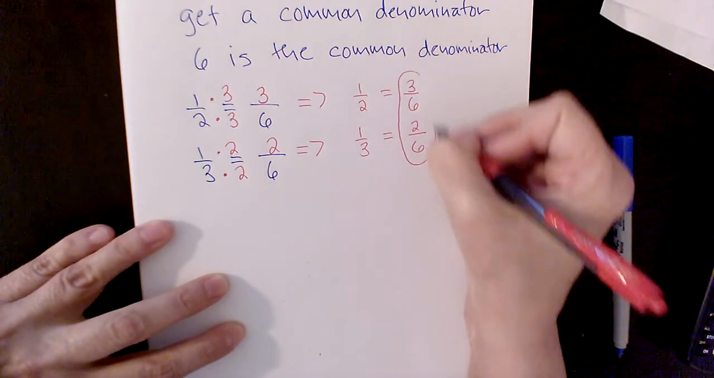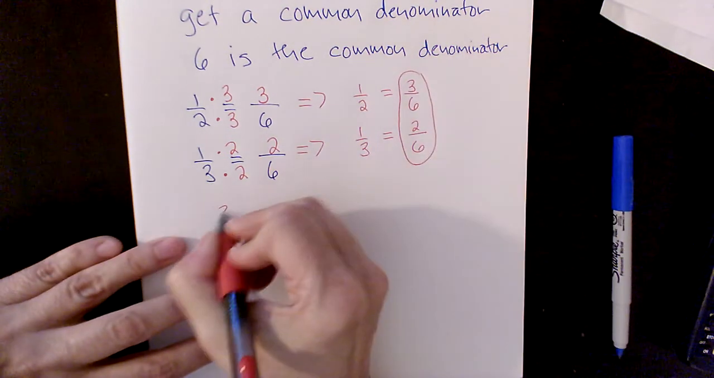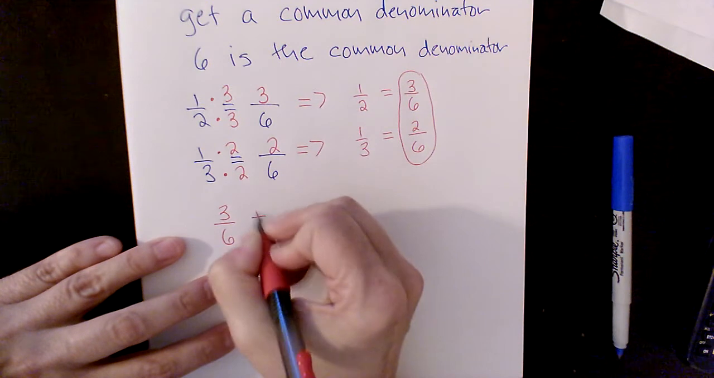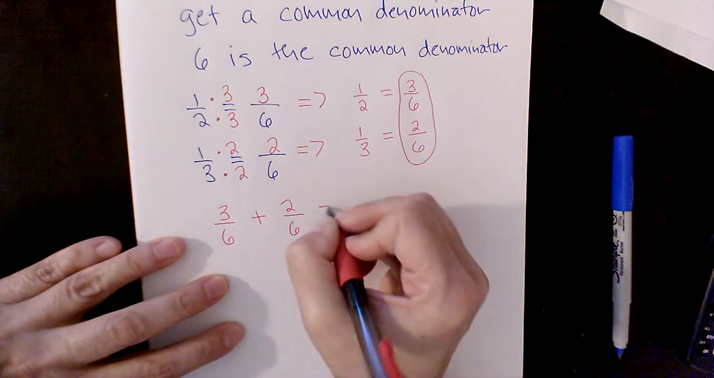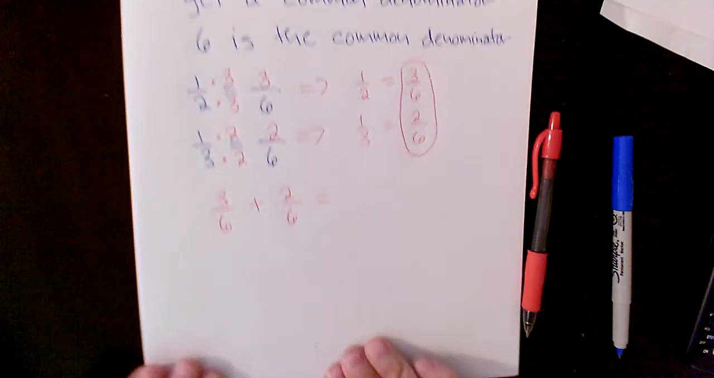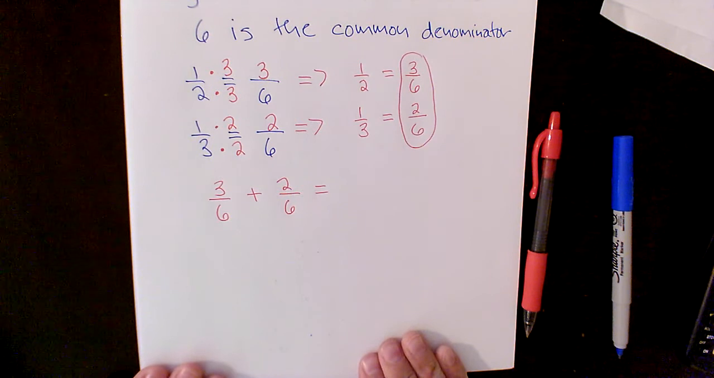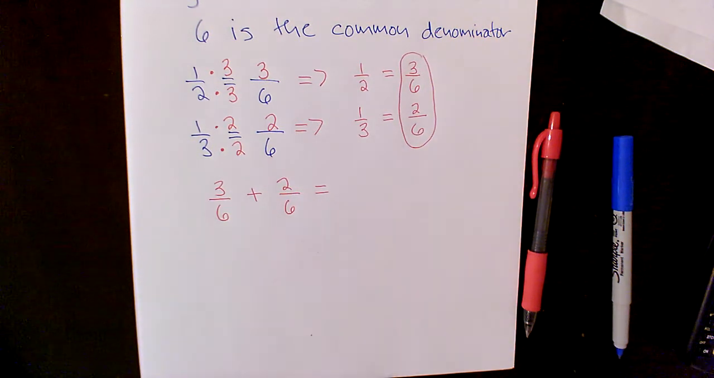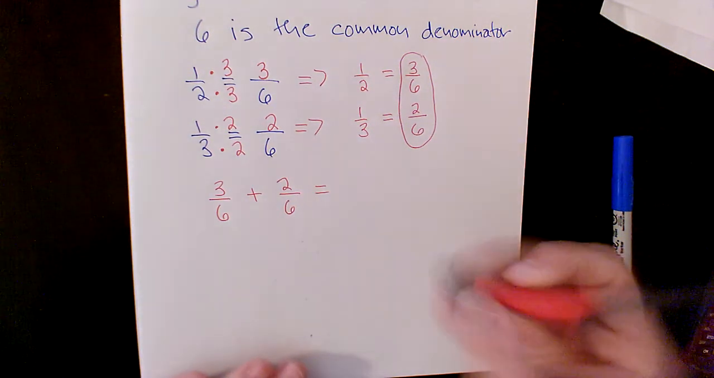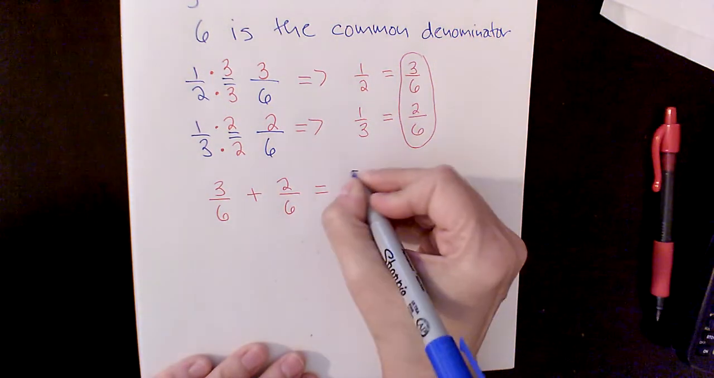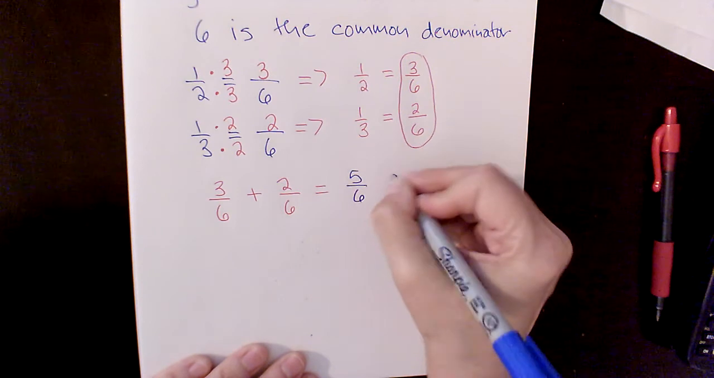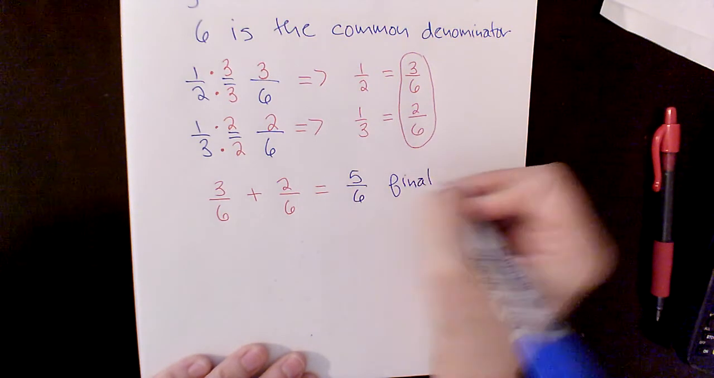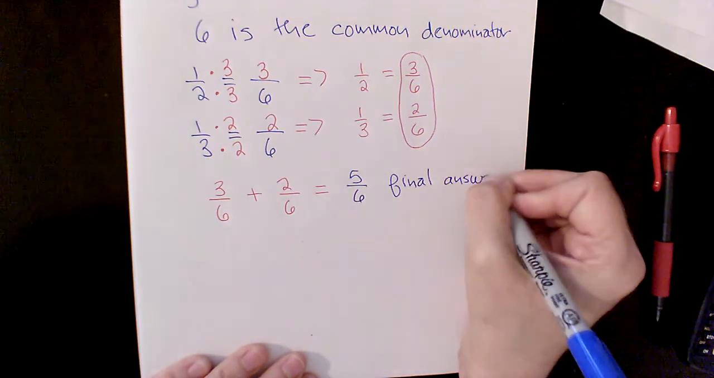So we can add these together because their denominators are the same. This is 3 over 6 and this is 2 over 6. They're the same size pieces, so we can put them together. We just add across the top, and we get a final answer of 5 over 6.